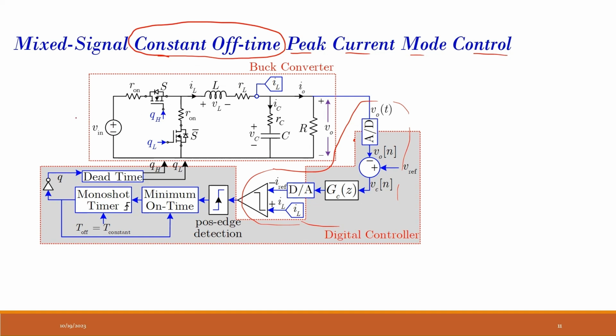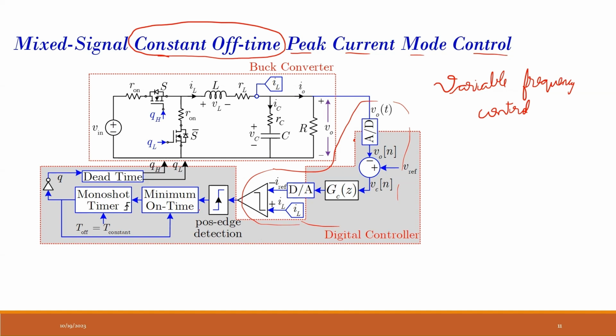My on time is varied. My on time is generated from my controller. And because the on time varies, it is a case of variable frequency control, right? So when the edge comes that my inductor current has exceeded my reference current, that positive edge is detected. Then the minimum on time is there. After the minimum on time is over, there's a monoshot timer.